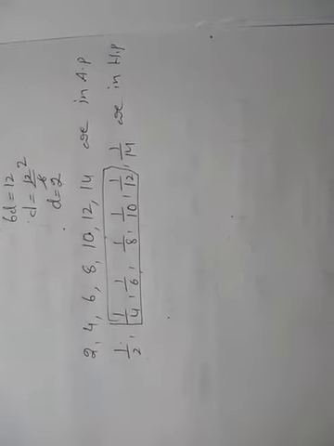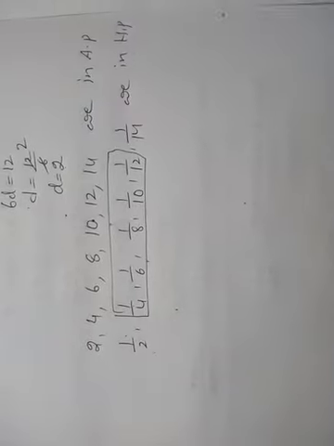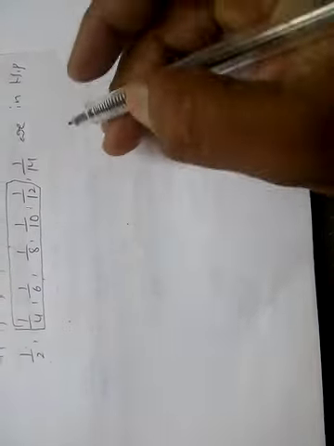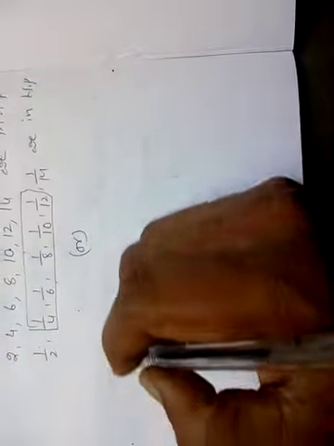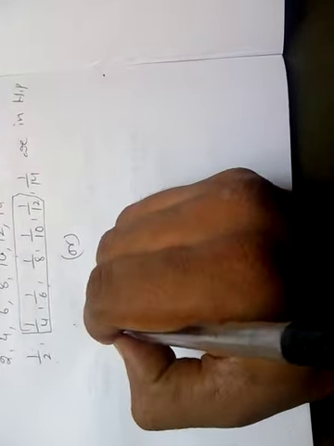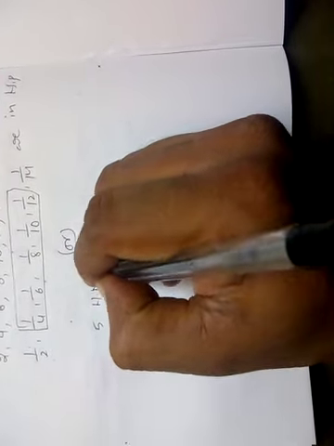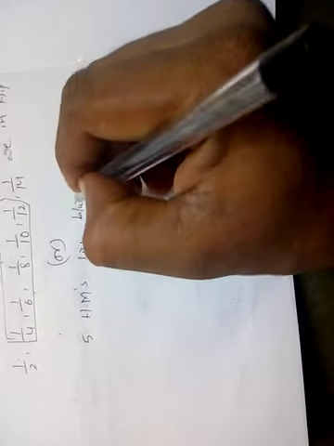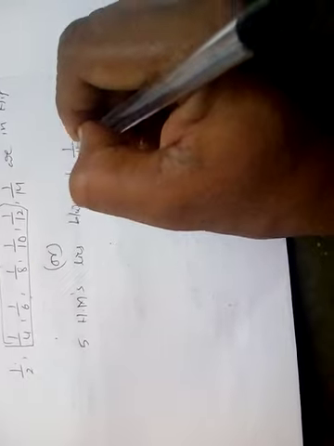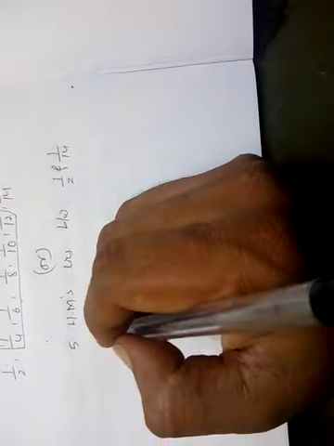Given any problem in HP, compulsorily convert it into AP, or directly apply the formula, then you get the result. Okay, 5 harmonic means lie between 1/2 and 1/14.